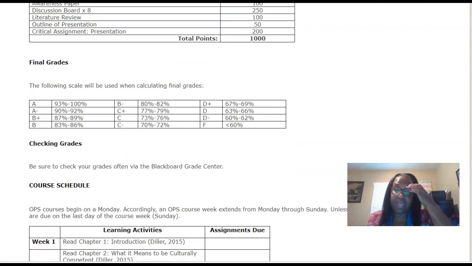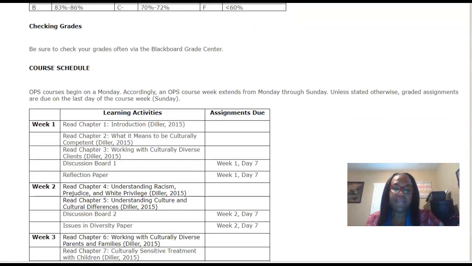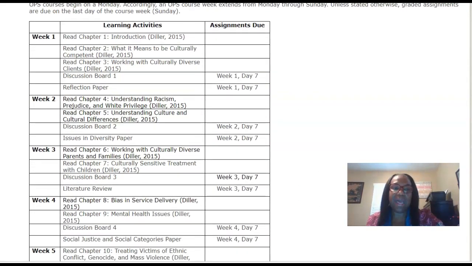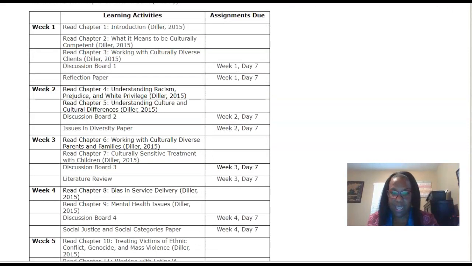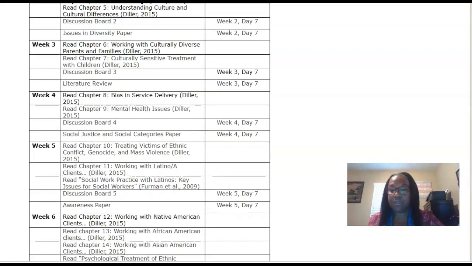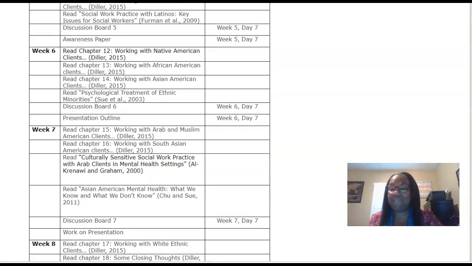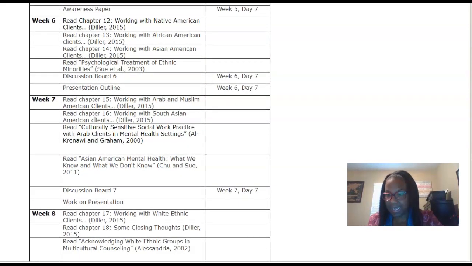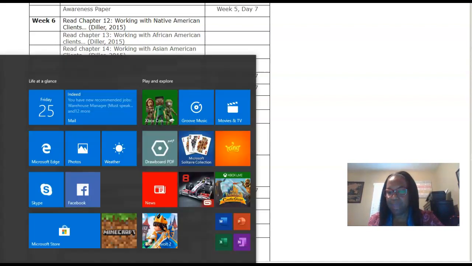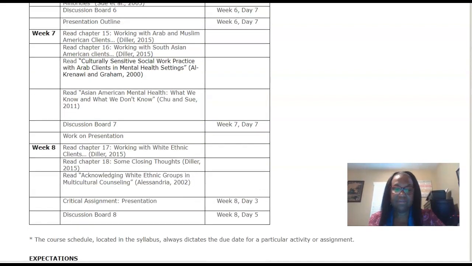Here are the grading scales for the course, and then this breaks it out by week. I will jump into the learning activities, so I'm not going to touch in great detail on this, but just know that everything for the most part is due on day 7, which is Sunday night of every week by 11:59 that evening.